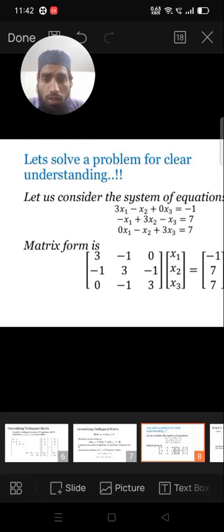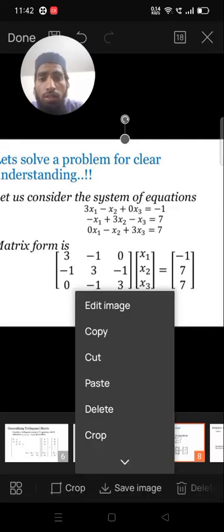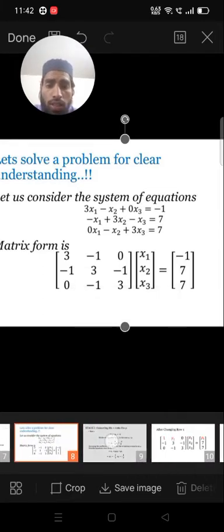The coefficients are written like this, and x1, x2, x3 is written as a column, and it is equal to the column -1, 7, 7. These are the numbers; understand how it is written.